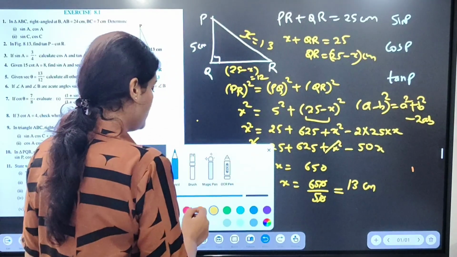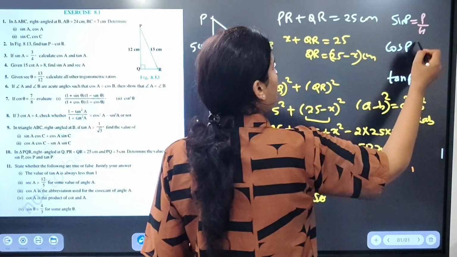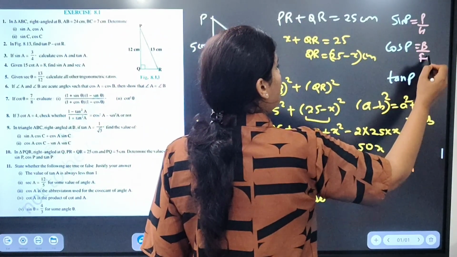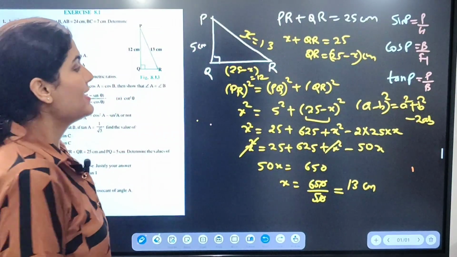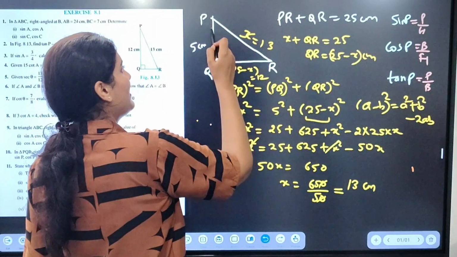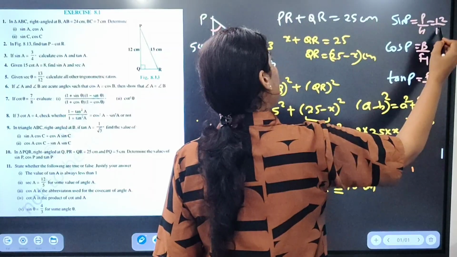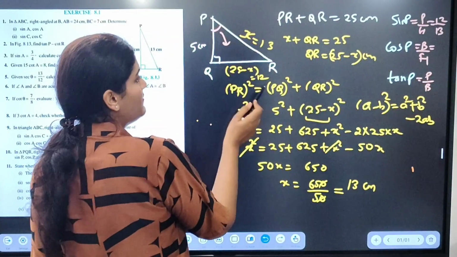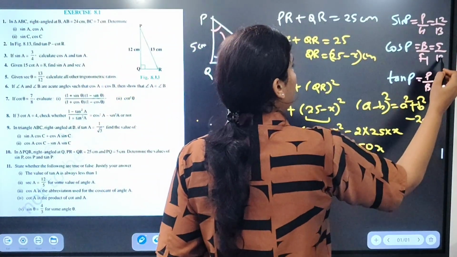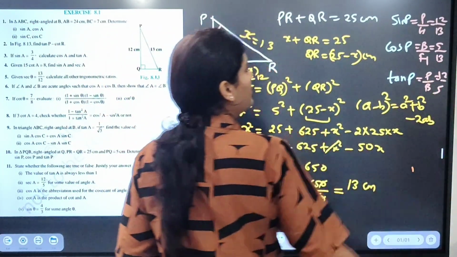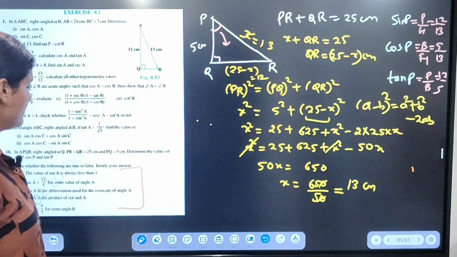अब जो वैल्यूज पूछी हैं, that's easy peasy task now. Sine is perpendicular upon hypotenuse, cos is base upon hypotenuse and tan is perpendicular upon base. तो sine क्या होगा? perpendicular upon hypotenuse with respect to p. p के respect में perpendicular क्या है? 12. hypotenuse 13. अगर p के respect में perpendicular 12 है तो base क्या है? 5 over 13 और perpendicular upon base हो जाएगा 12 over 5. Clear? Now we have these values.